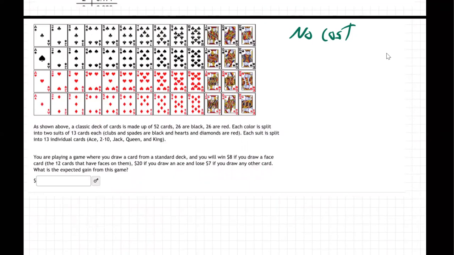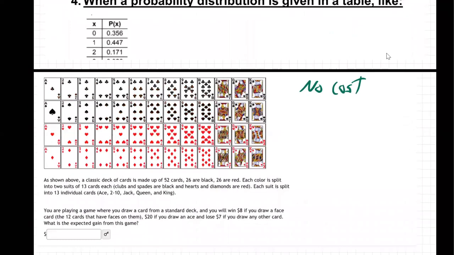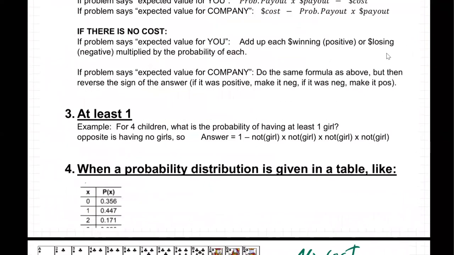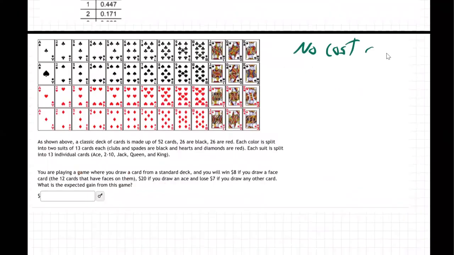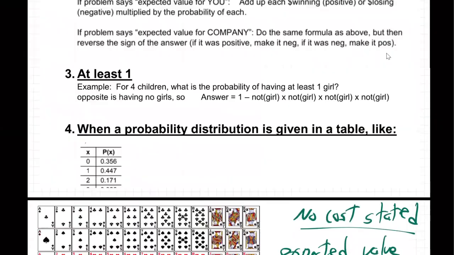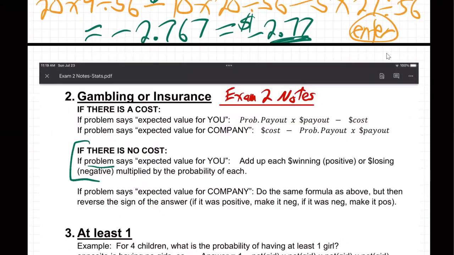On a question with a cost, they'll say the cost to play this game is something. There's no cost here. So we're looking at this section. If the problem says expected value for you, that's us. No cost stated, and it's expected value to you, right? Because they're saying if you draw, what's the expected value? It's for you. So in the notes, this is where we're at: no cost, expected value for you.